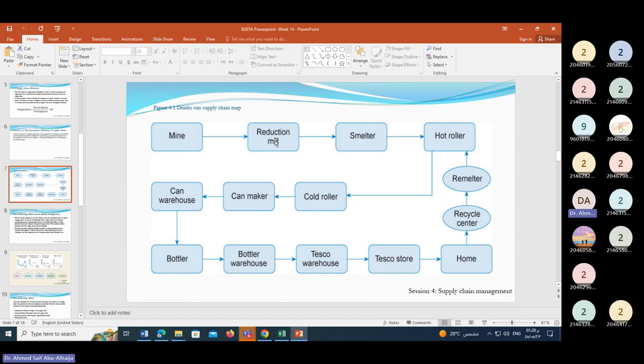Then the smelter, or melting. You do the melting. Then after melting these raw materials, you make hot rollers, like sheets, you make sheets while hot. Then the cold rollers. So these materials that we extracted from the earth became sheets that can be used. Then we send it to the can maker, who makes the cans.